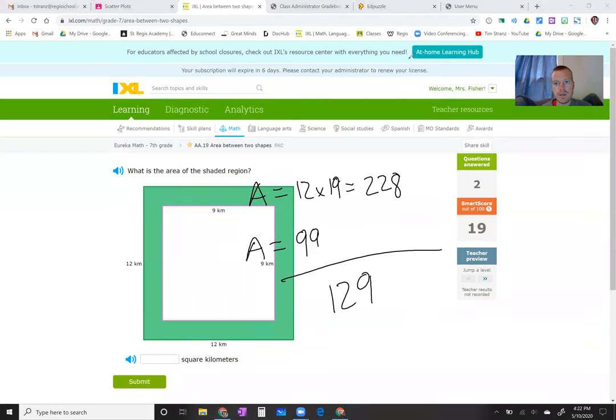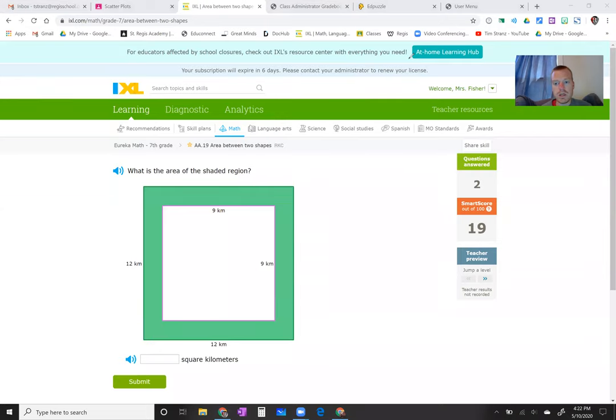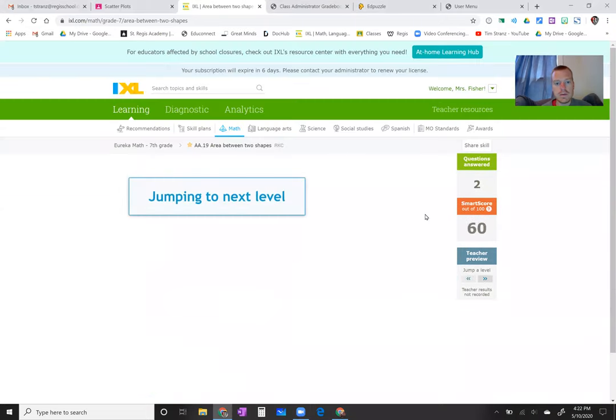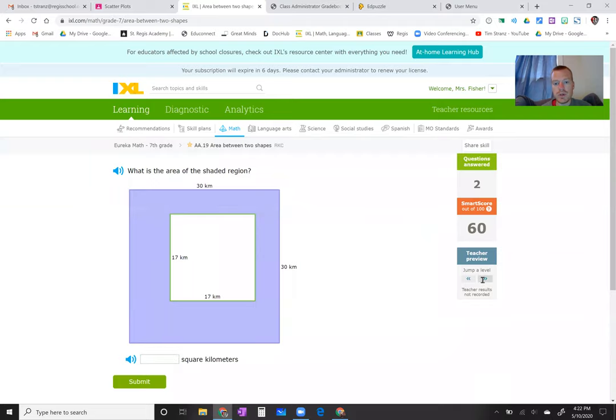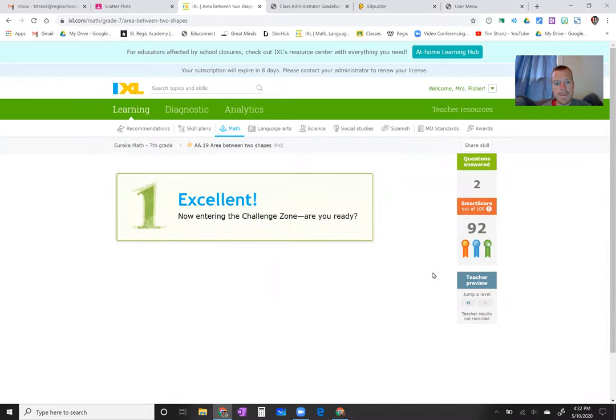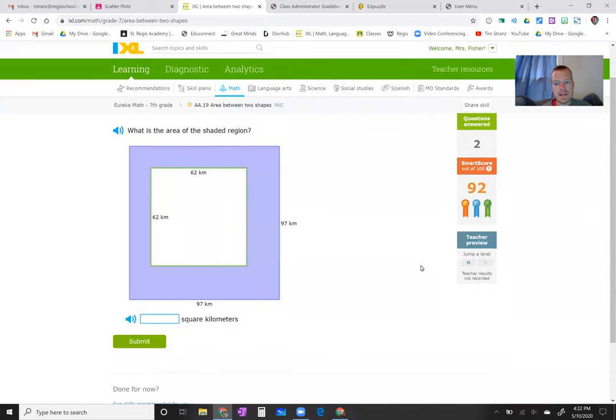Okay, let's look at a different one. This one's just like what we did, so we're going to move on to a different one. Same thing. I'm trying to find a circle. There are circle ones in here. So let's just do this one real quick.